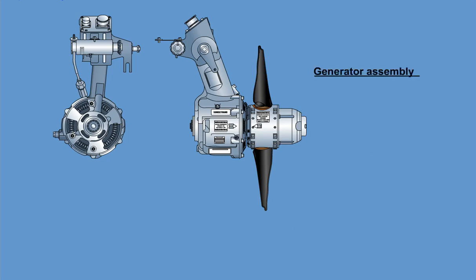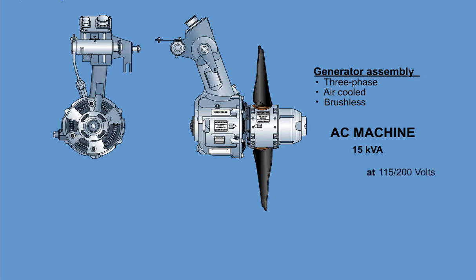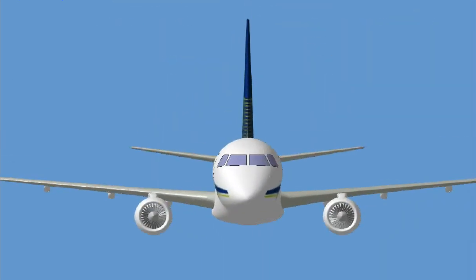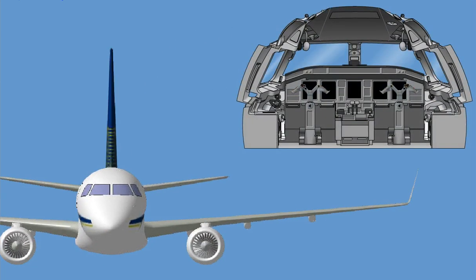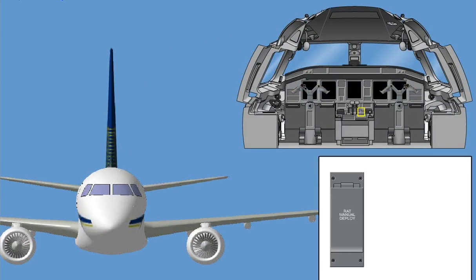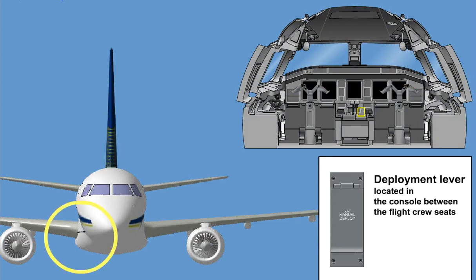The air-driven generator assembly is a three-phase, air-cooled brushless AC machine. It produces 15 kilovolt amp continuous electrical power at 115, 200 volts, 360 and 440 Hertz. The ram air turbine deploys automatically in case of an airborne loss of AC power from both AC buses. The ram air turbine can also be deployed manually by the flight crew using a deployment lever located in the console between the flight crew seats.